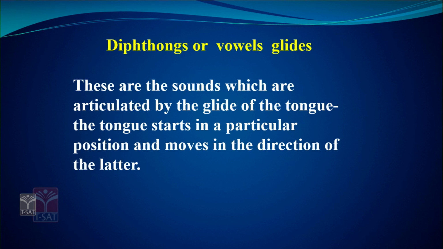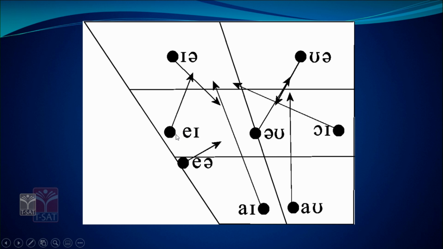And these are the sounds which are articulated by the glide. That means the tongue starts its position at a particular vowel sound and shifts to another vowel sound. So, this is what we call the glide. So, these are the glide vowels, as in A moves to E and it makes A, and A glides towards E as in I, and O moves to E as in I.